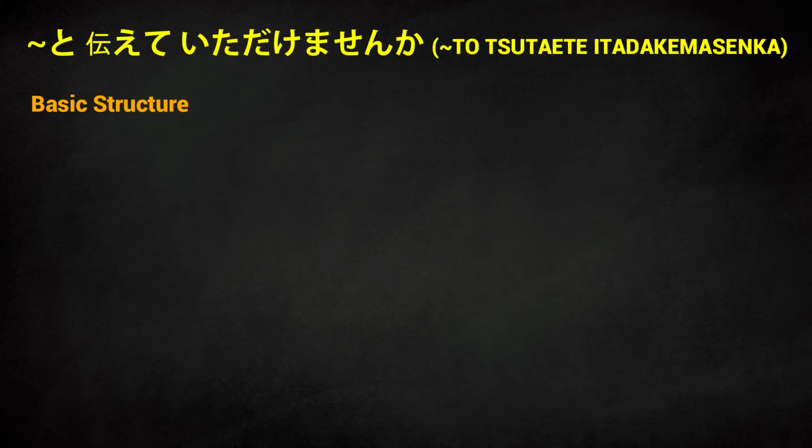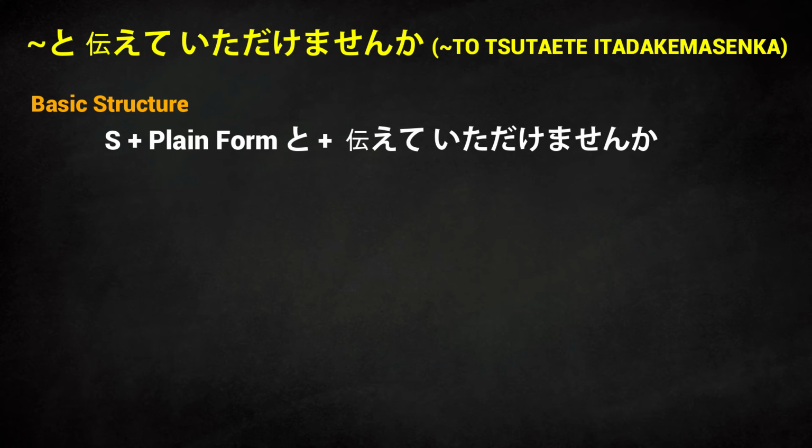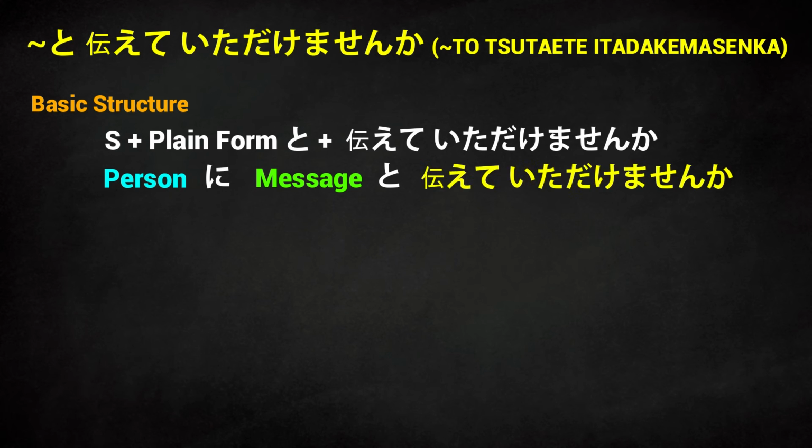The basic structure is subject plus plain form to plus TSUTAETE ITADAKEMASENKA, where the subject is the person whom we want our message to be sent to, marked by ni, and the message written in plain form marked by to. Then we add the pattern TSUTAETE ITADAKEMASENKA.